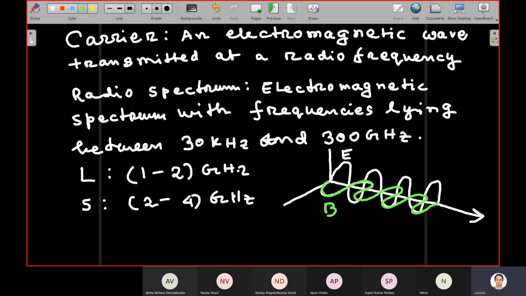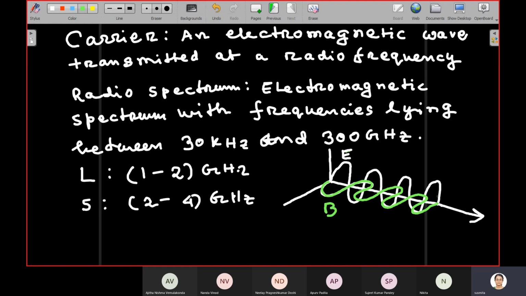So this is an electromagnetic wave. Now it can be shown using Maxwell's electromagnetic theory that an electromagnetic wave can propagate in a vacuum. So what we do is we modulate code and data.